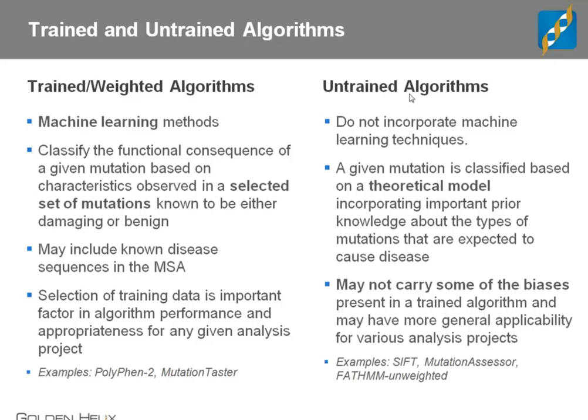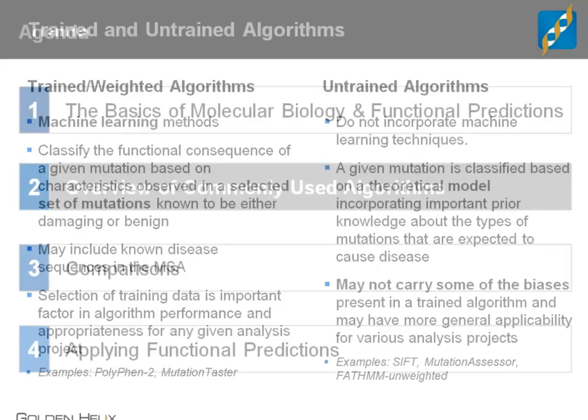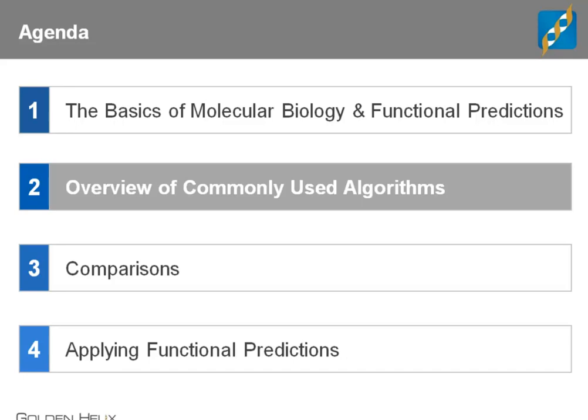Now, the second option, the untrained algorithms, of course, don't use a machine learning process, but they're based on a theoretical model, usually incorporating a lot of important prior knowledge about what to expect in disease-causing mutations, but they don't necessarily have the same biases that might be present in some trained algorithms. So with that as a background, let's go ahead and review a few specific algorithms and see a little bit more how exactly they work.